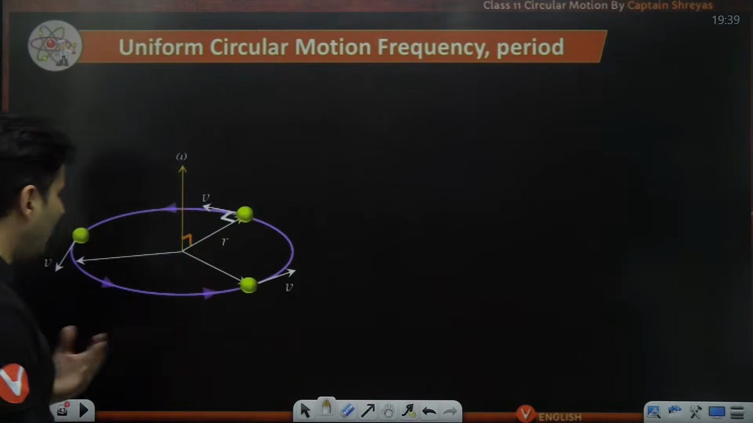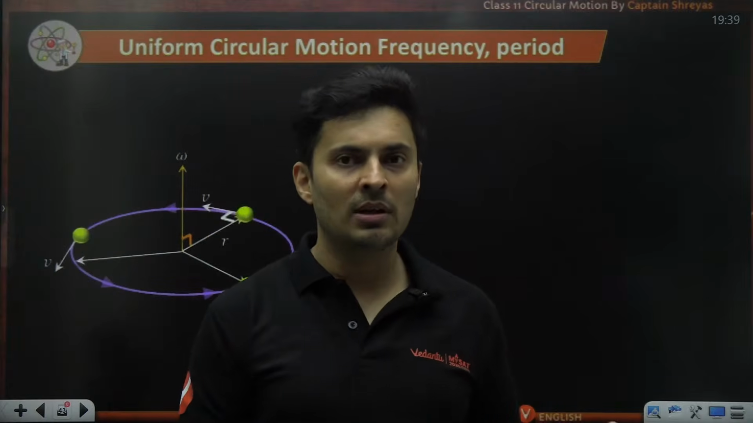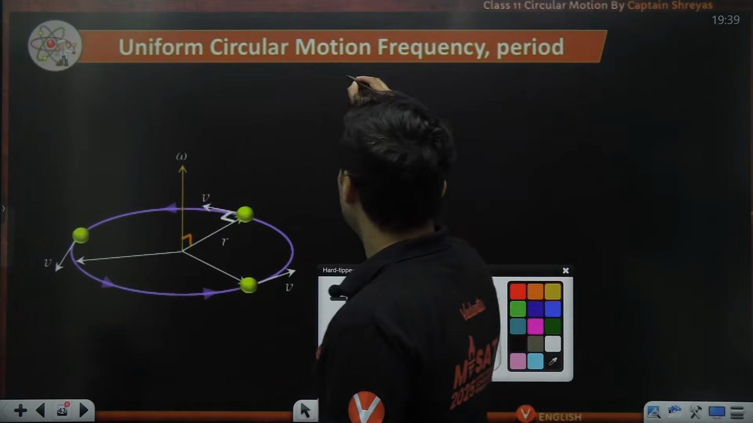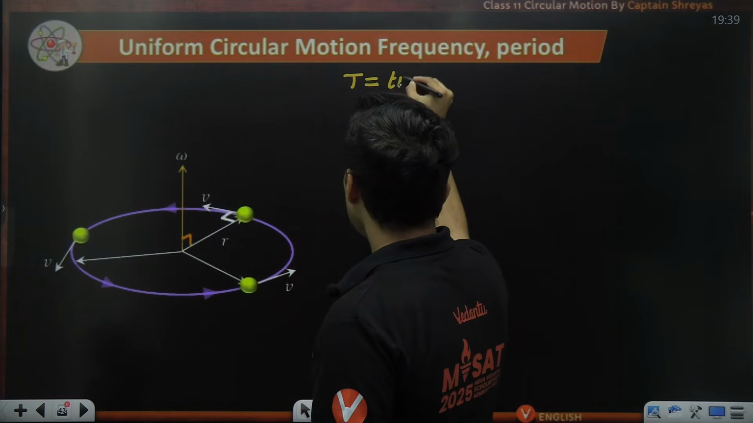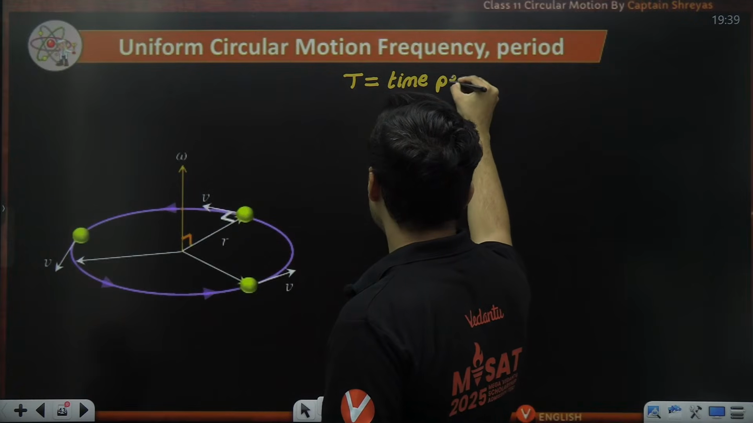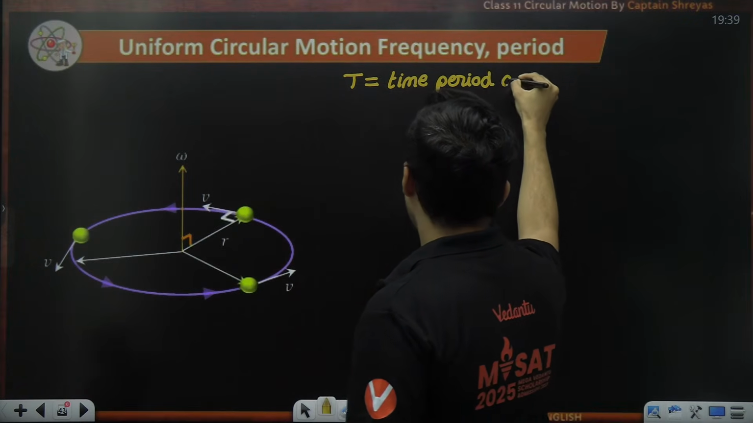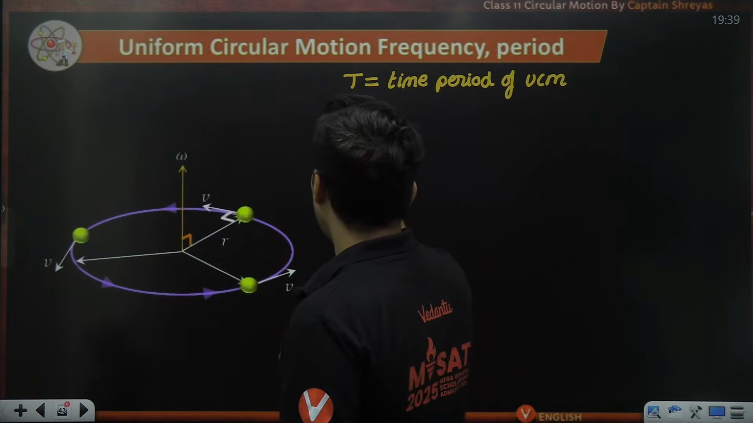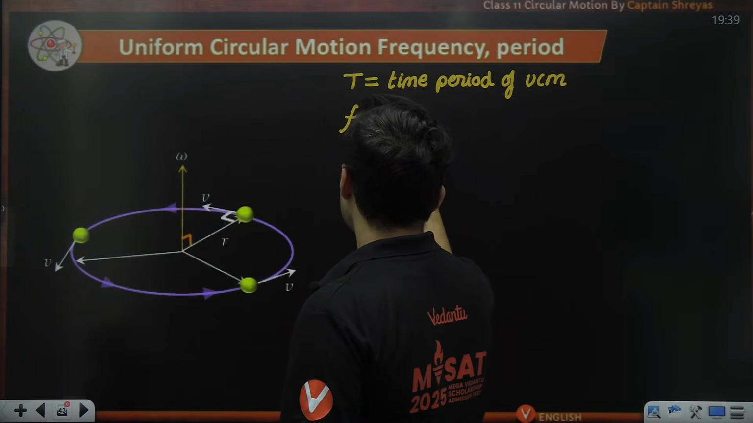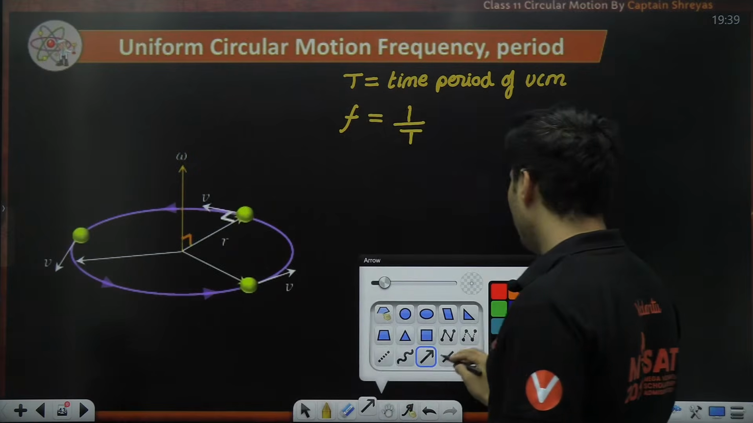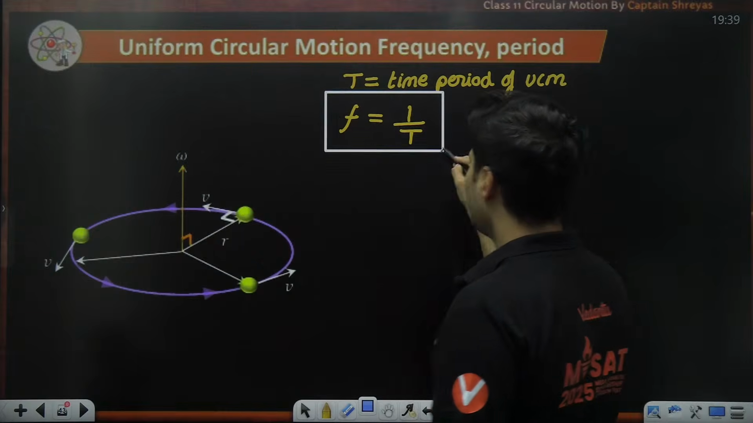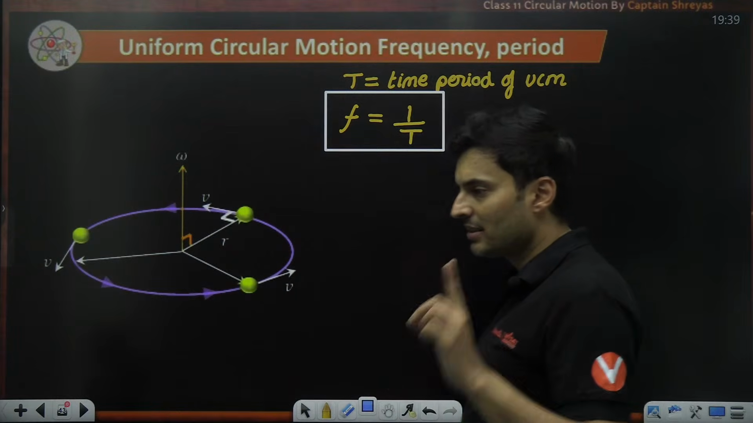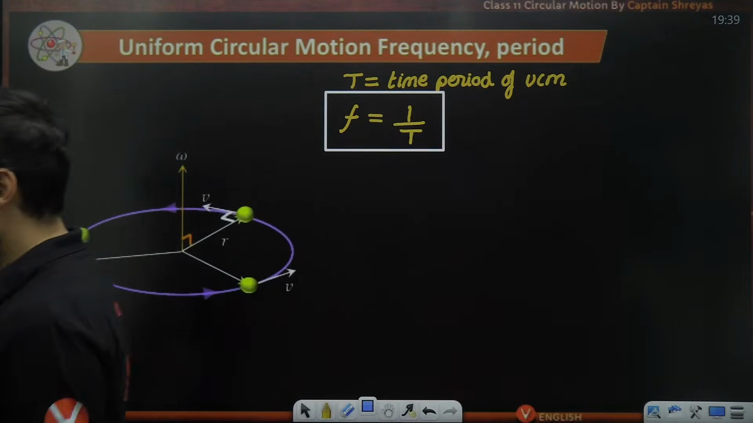Now, there are certain parameters of uniform circular motion which you should know. One thing is the time period. T is called the time period of uniform circular motion. And we all know frequency. Frequency is related to the time period by 1 by T. Very, very important relationship. Frequency is 1 divided by the time period.